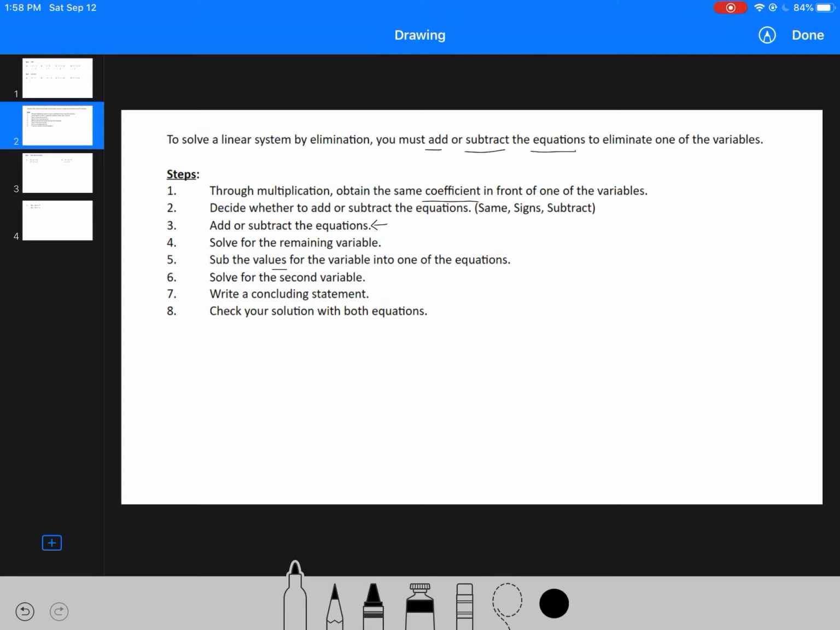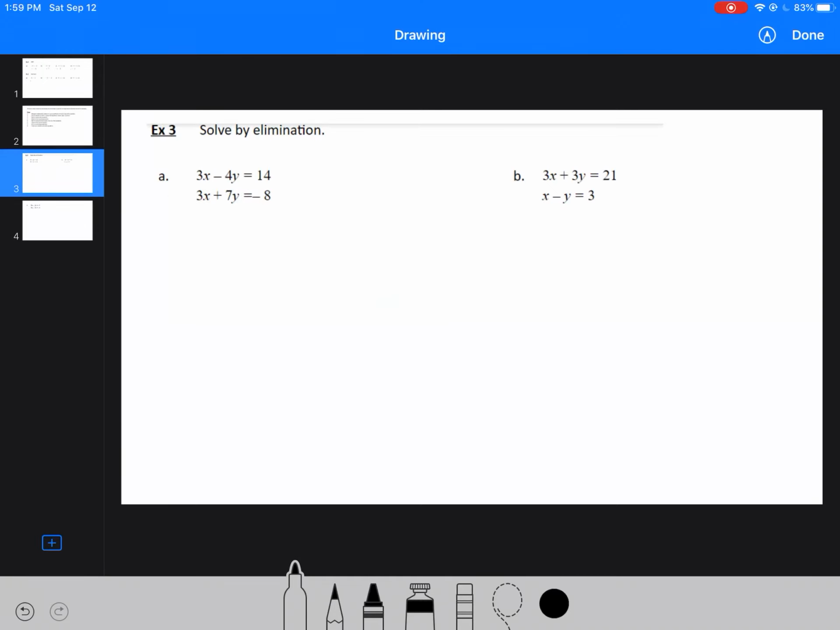Substitute the values for the variable into one of the equations. Solve for the second variable. Write a concluding statement, and then check your solutions. Okay? So these first three steps are what's different than solving by substitution. Once you solve for that first variable, everything else is the same. So let's look at a couple examples.